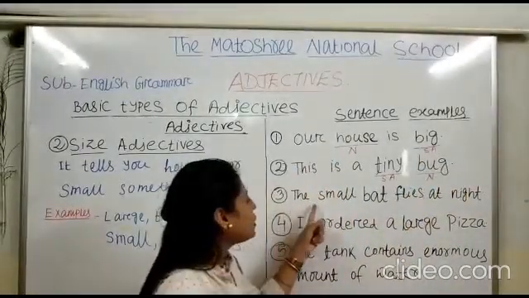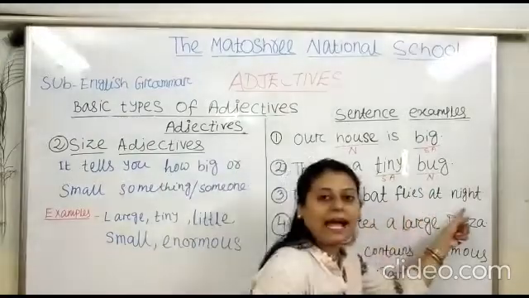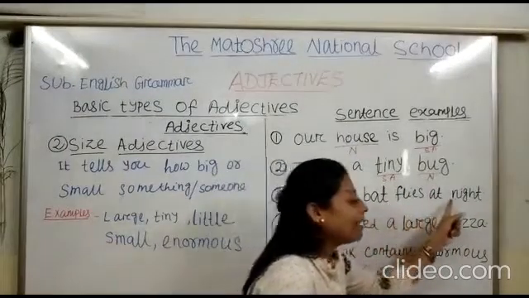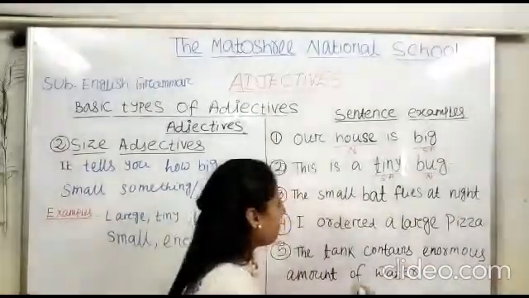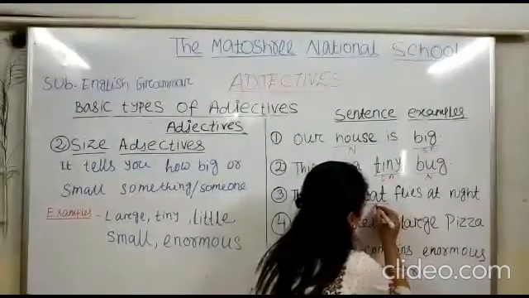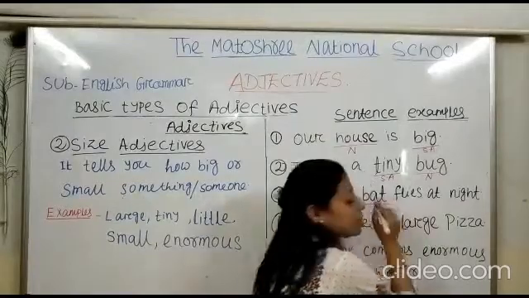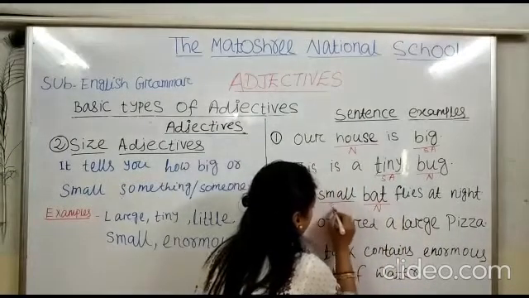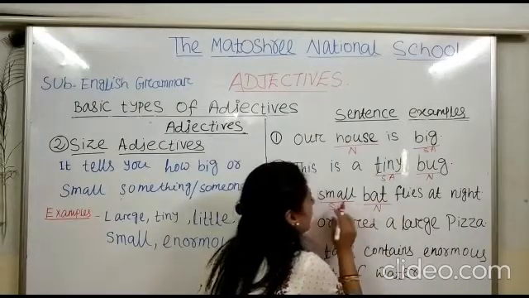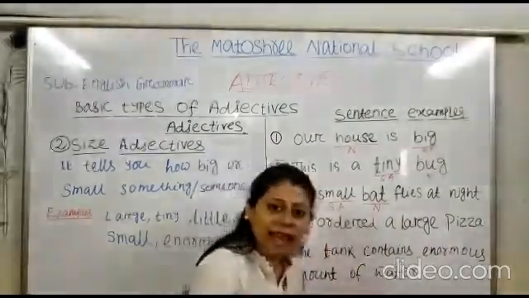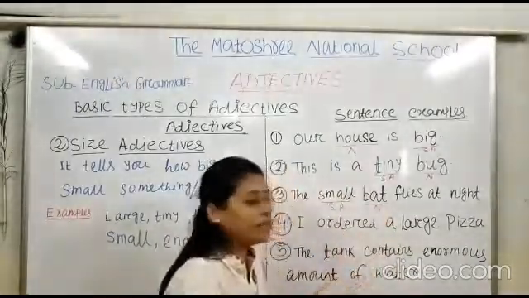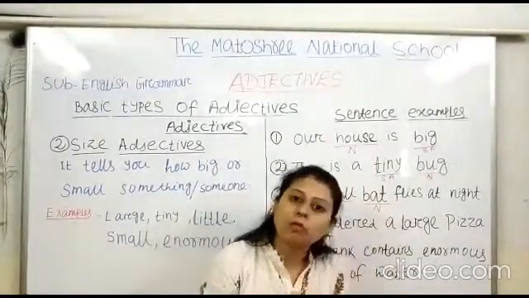Next is, the small bat flies at night. Here bat is a noun, and small is a size adjective. It describes more about the noun, the bat. What type of bat is it? It is a very small bat.